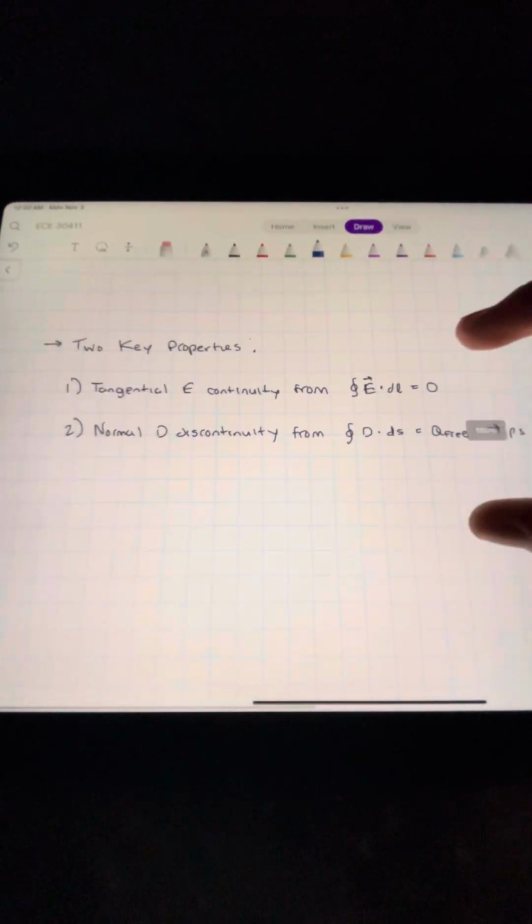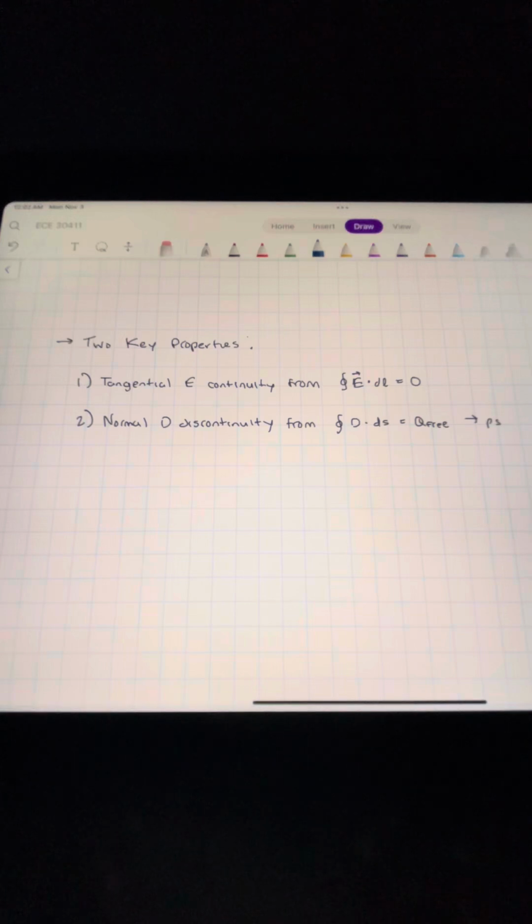And we can take away 2 key properties from this problem. This problem perfectly illustrates 2 key boundary relationships that come directly from Maxwell's equations. One is that the tangential E continuity comes from the closed integral of E dot dl equals 0. There's no net circulation of E around a closed loop, so the tangential components must match.